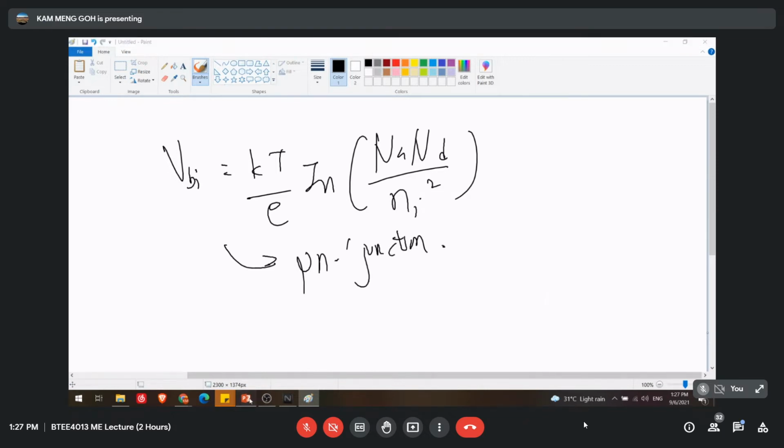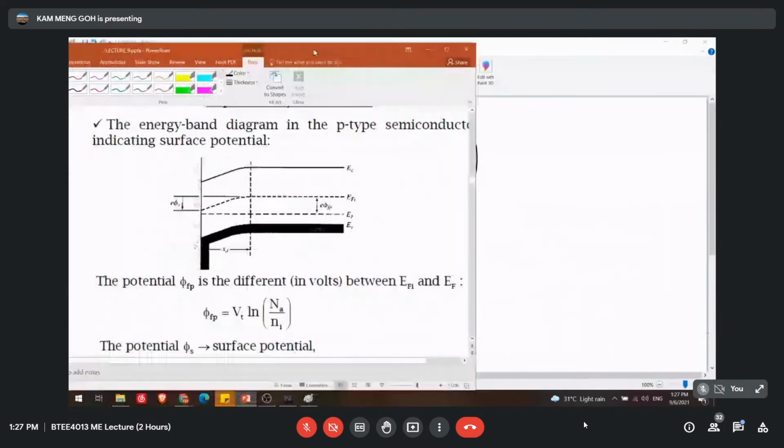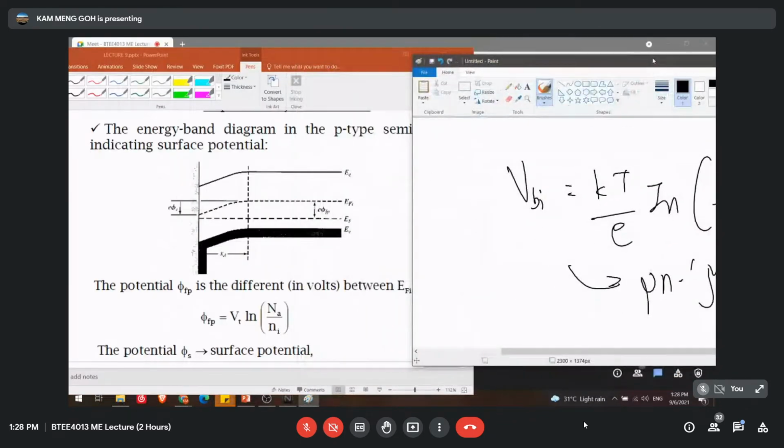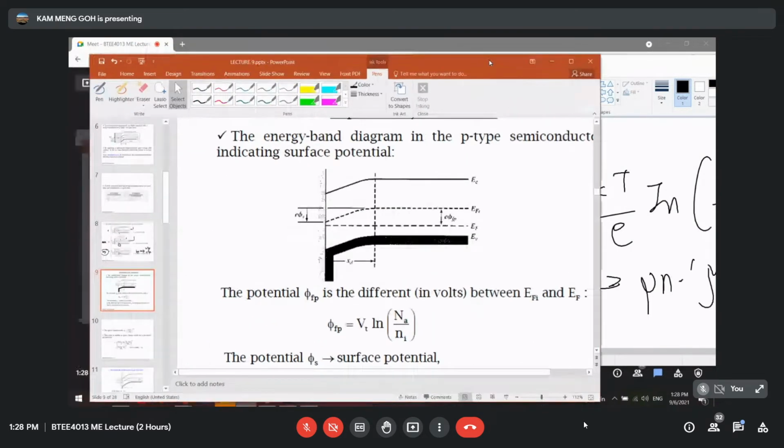Okay. What happened? Since we are going to have a p-type semiconductor in this case, can we calculate the potential voltage also in this case? One thing you have to know is that in order for us to calculate the potential voltage, we will name this a potential. And this potential difference will be the difference between the intrinsic Fermi energy level and the Fermi energy level.